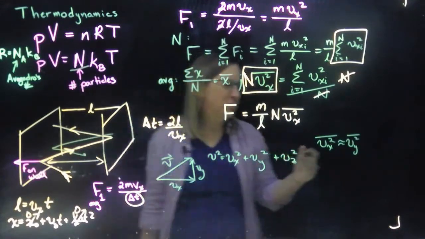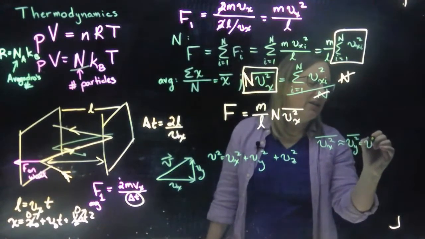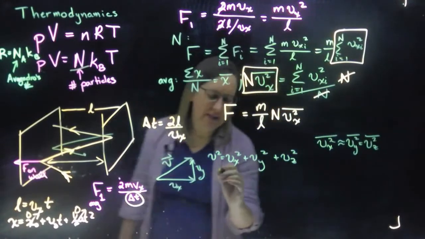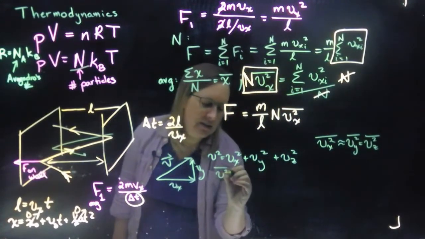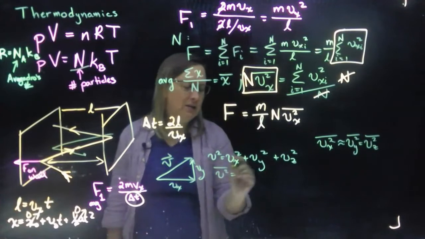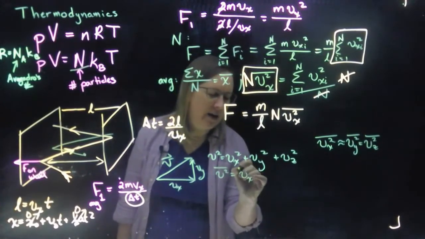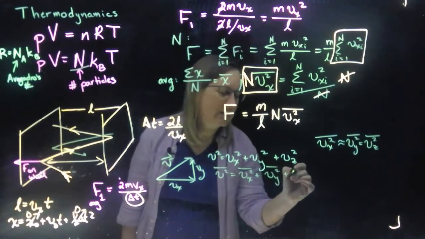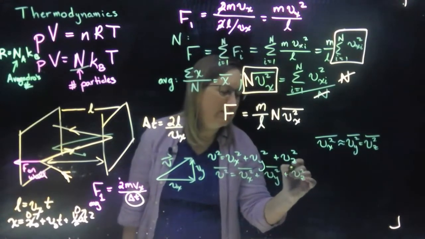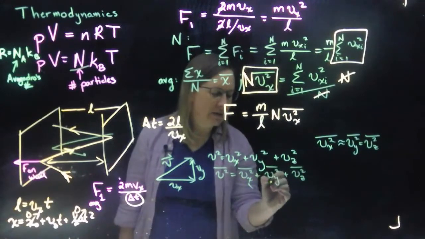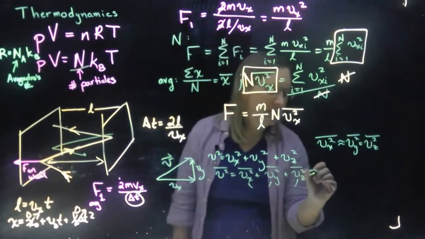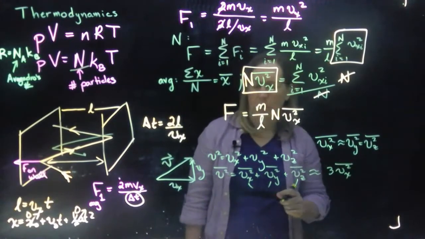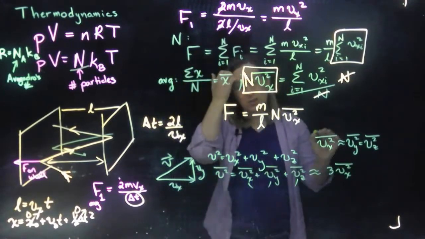We're just an arbitrary direction. These are all equal to about the same thing. So I could say my average speed squared would be average Vx squared plus average Vy squared plus average Vz squared, but these would all be the same. So this is essentially equal to 3 Vx squared. Okay, yes, we're doing averages, and that's okay.